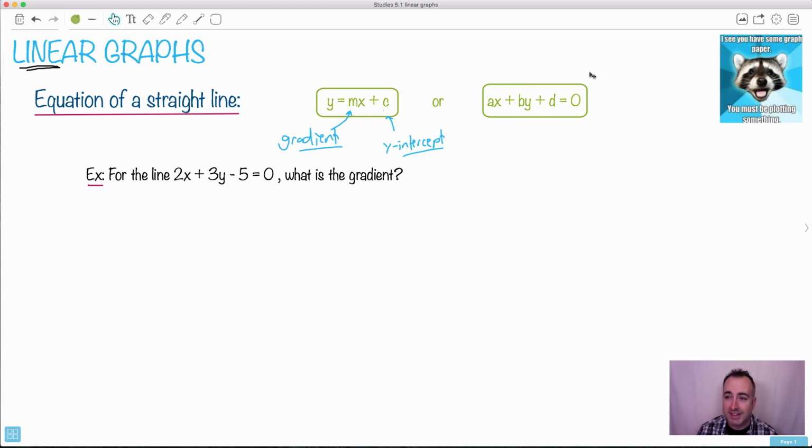So if we look at this right here, I see you have some graph paper, you must be plotting something, because we're going to do graphs. So let's look at this example here. For the line 2x plus 3y minus 5 equals 0, what's the gradient? It looks kind of hard, doesn't it?